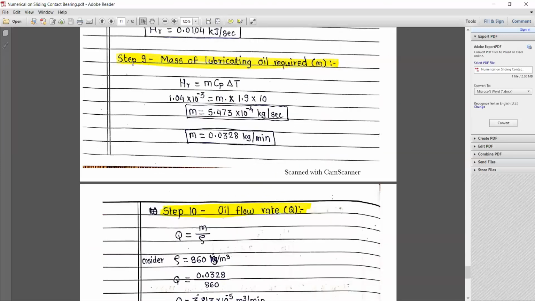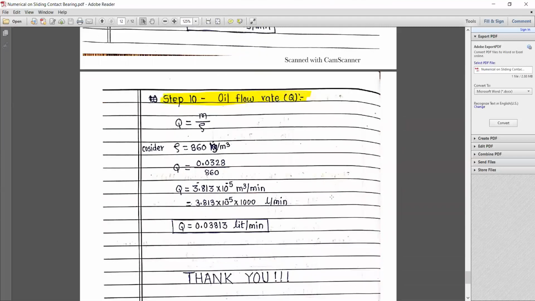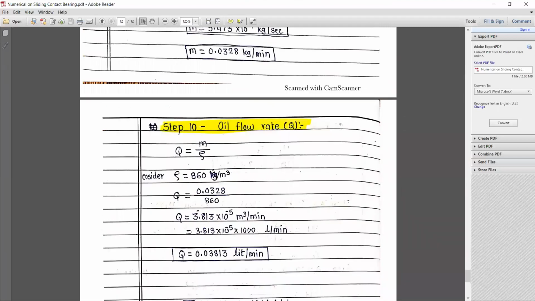system. Now similarly we need to find out the flow rate. If we need this much mass to carry that heat, what should be the flow rate of the oil? So using the simple equation, m divided by rho, rho is considered as 860 kg per meter cube, which we have previously seen with the problem.